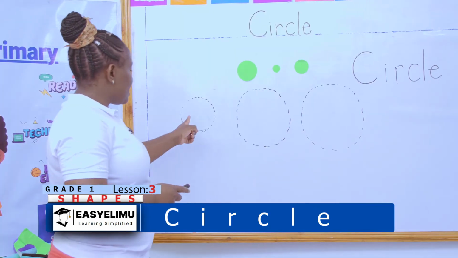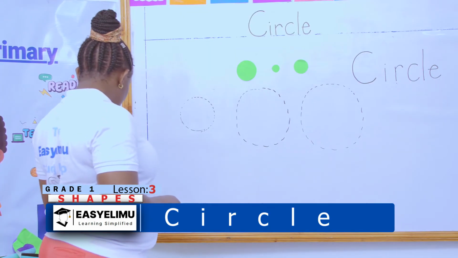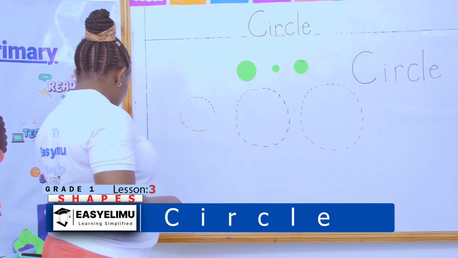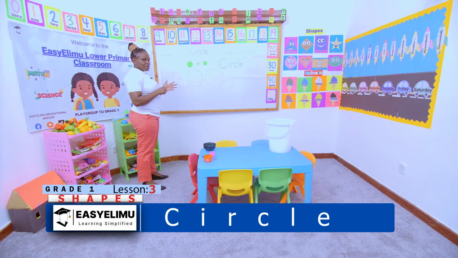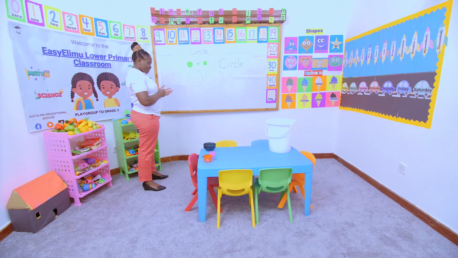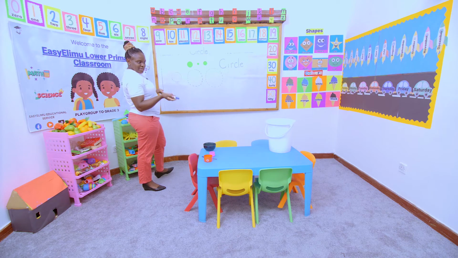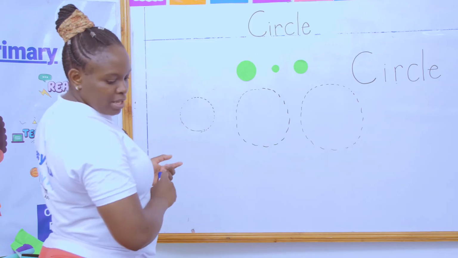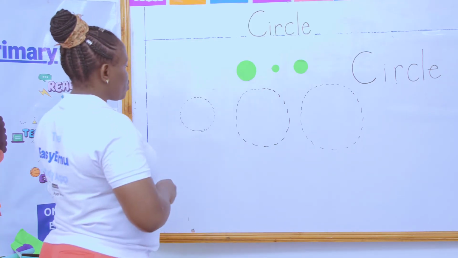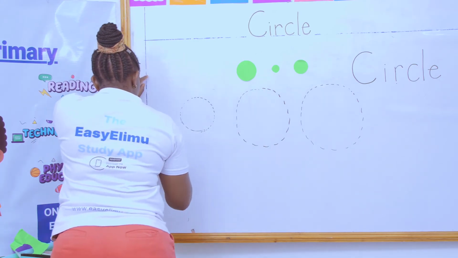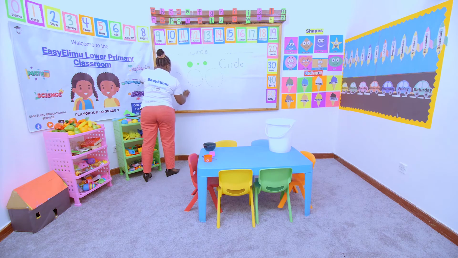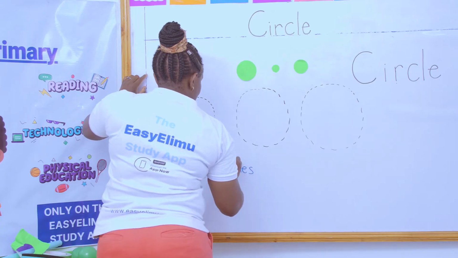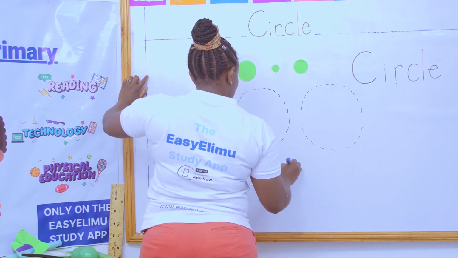So we are saying the sun comes in circular shape. We are saying the moon comes in circular shape. And what else comes in a circular shape? Apart from the moon and the stars? What else? Even this bucket is in circular shape. Okay? Even this ball, the cup, the tin. So we are going to draw three circles and color.